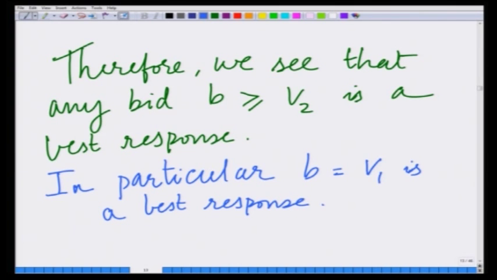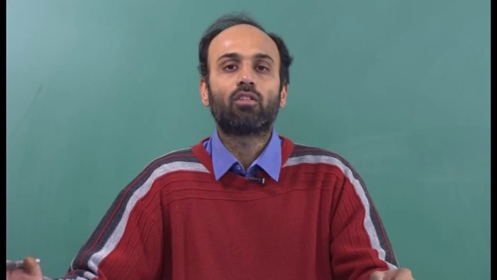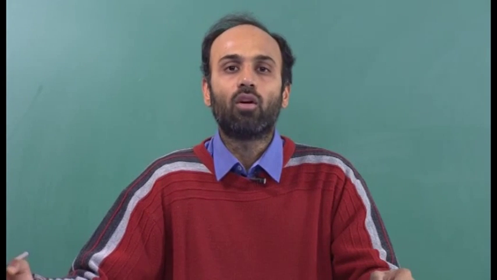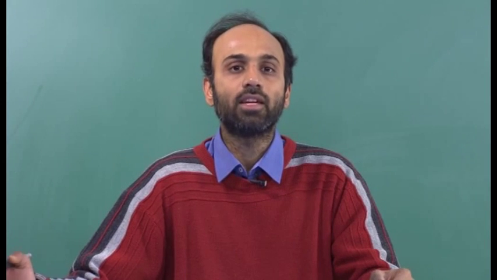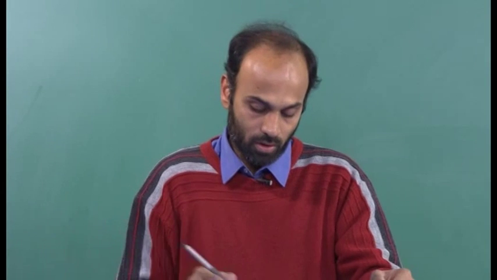So what we have seen is that if the valuation V1 of player 1 is greater than or equal to V2, the valuation of player 2, and player 2 is bidding B2 equals V2, then B1 equals V1 is a best response bid of player 1. So we have successfully analyzed the case when V1 is greater than or equal to V2. Let us now consider the other case where V1 is less than or equal to V2.